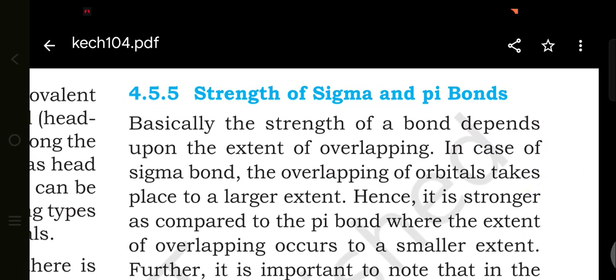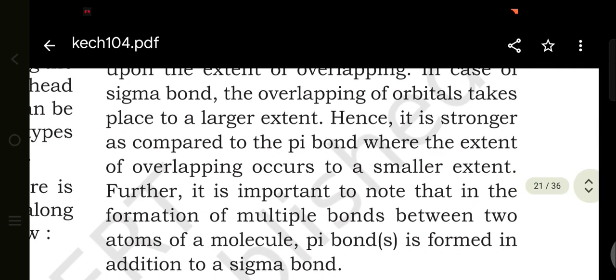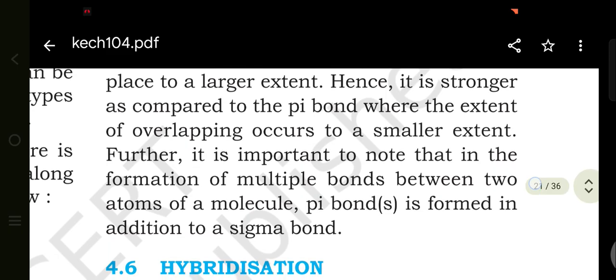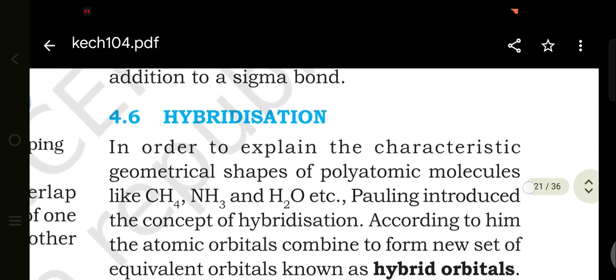Basically, the strength of a sigma bond depends upon the extent of overlapping. In case of a sigma bond, the overlapping of orbitals takes place to a large extent, and it is stronger as compared to the pi bond, where the extent of overlap occurs to a smaller extent. Further, it is important to note that in the formation of multiple bonds between two atoms of a molecule, a pi bond is formed in addition to a sigma bond.